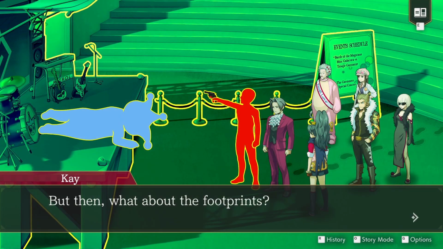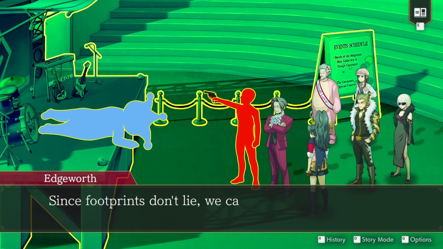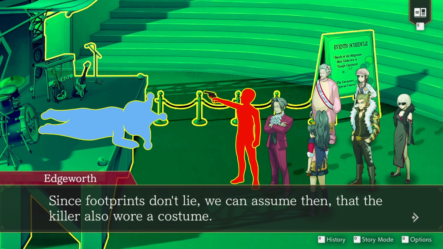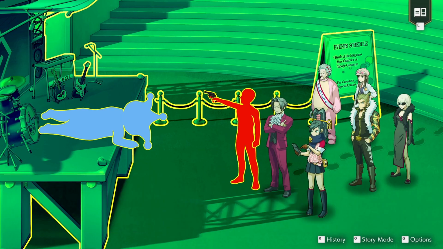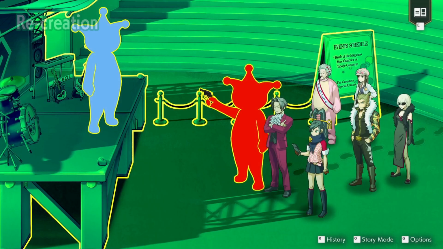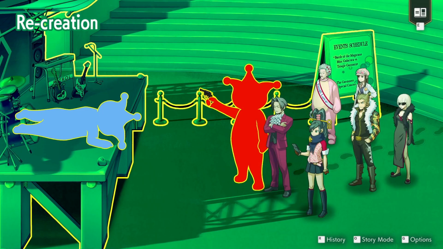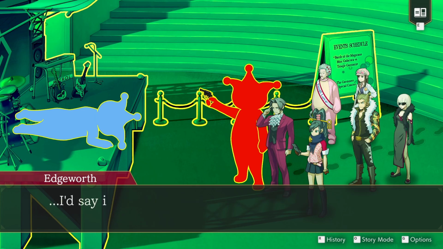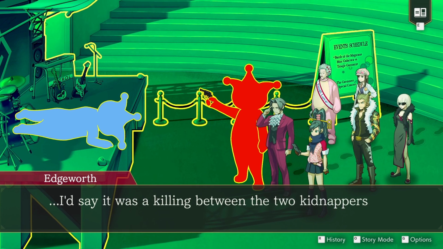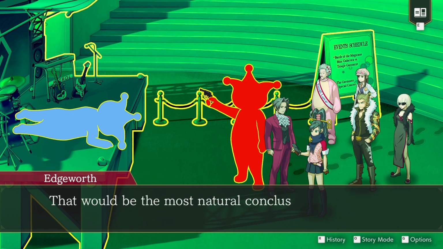But then, what about the footprints? Since footprints don't lie, we can assume then that the killer also wore a costume. Okay, I'll try using that data instead. Everyone's probably thinking, where do I get this thing? Yeah, everyone's thinking that. Judging by the fact that both the killer and the victim were wearing costumes. How do you hold a gun with that costume? That's a very good question. I'd say it was a killing between the two kidnappers. That would be the most natural conclusion.